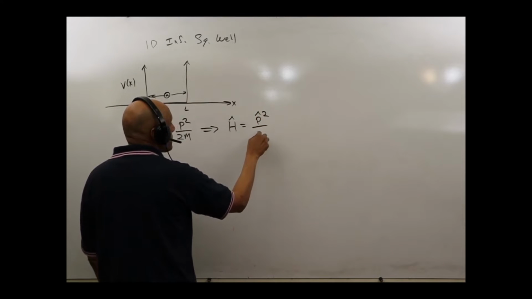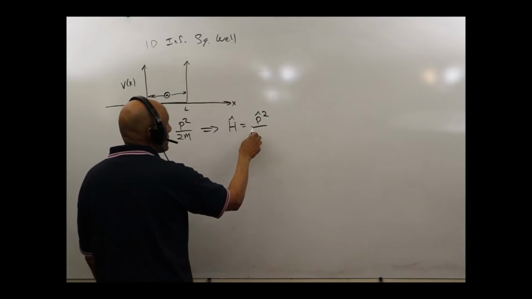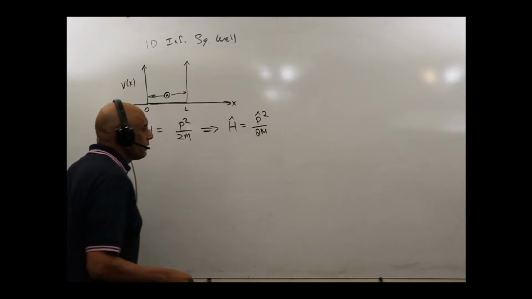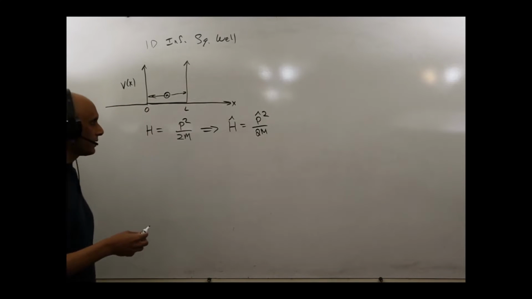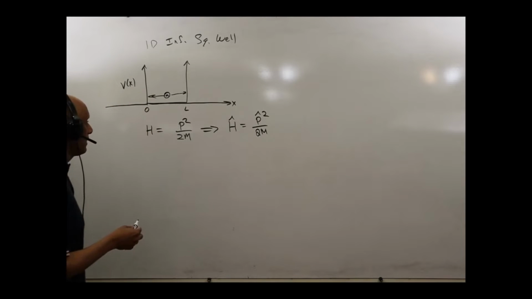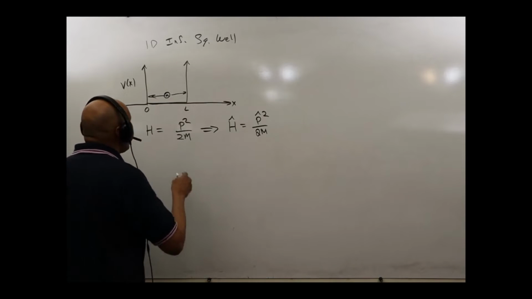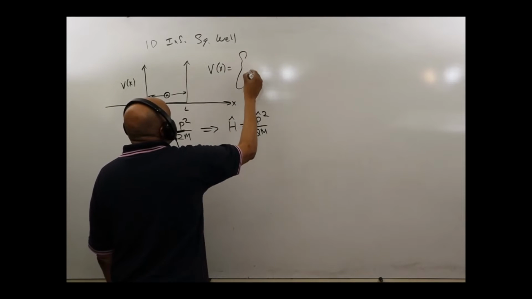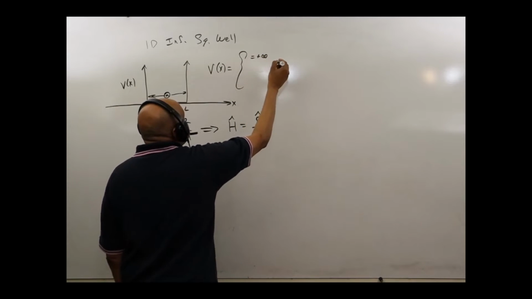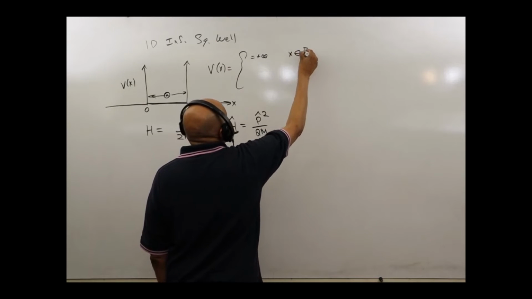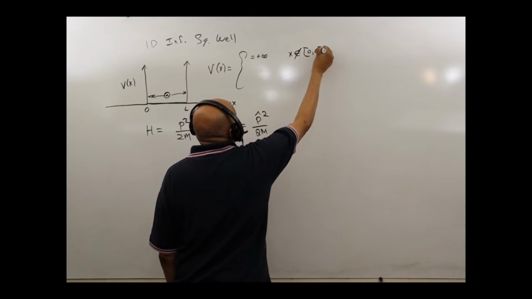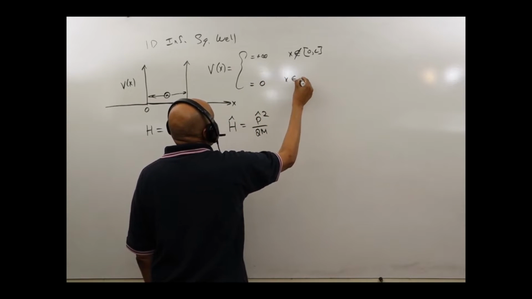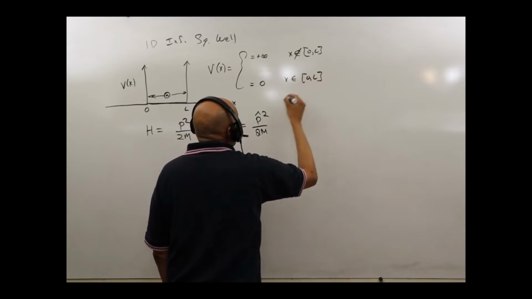Remember, when I'm putting the hats, it's to remind you that we're doing operators. I'll tend to do this for a while unless I forget, which, when I'm doing long derivations, I tend to not put out the hats all the time, but hopefully you'll catch my mistakes. So here's our Hamiltonian, and our potential is equal to plus infinity when x is not in the interval from 0 to L, and equal to 0 if x is an element from 0 to L.